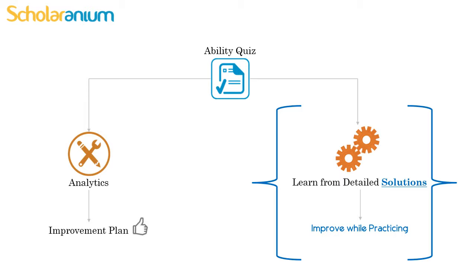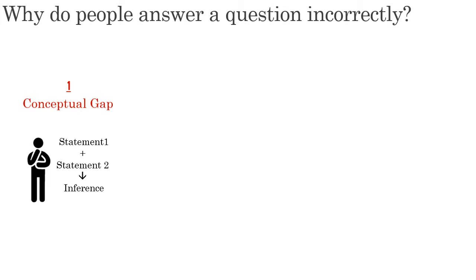Before we go further into the solutions, let's talk about why you may falter in a question. Firstly, you may have a conceptual gap. For example, you may falter in an inference question in reading comprehension if you're not comfortable with combining the information in two statements to come up with an inference. Secondly, you may falter if you do not follow a methodical approach while answering questions.